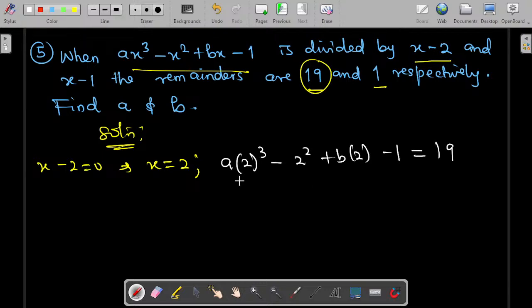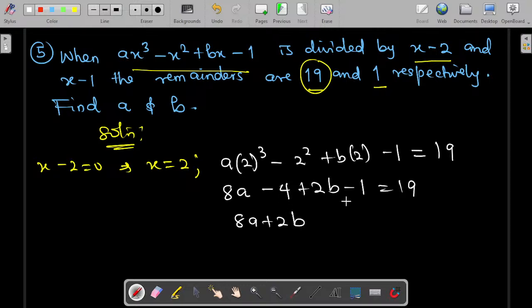So when you simplify this, 2 raised to power 3 is 8. So you have 8a minus 4 and then plus 2b minus 1 is equal to 19. So if you simplify further, you're going to get 8a plus 2b. So minus 4 minus 1 will give us minus 5. If we take it over to that side, it will be plus 5. And so 19 plus 5 is going to give us 24.